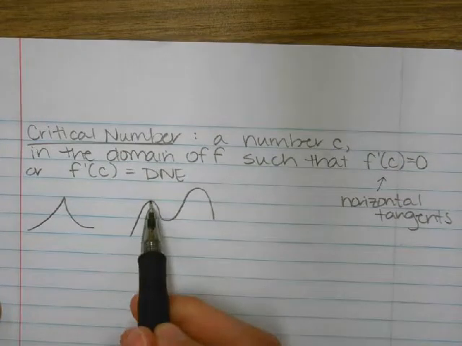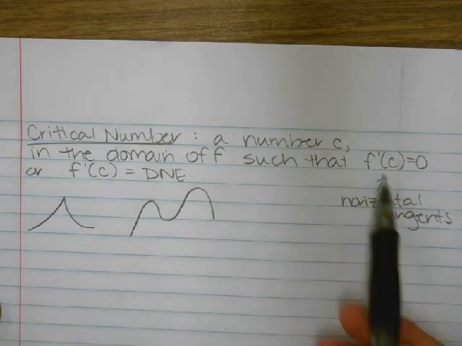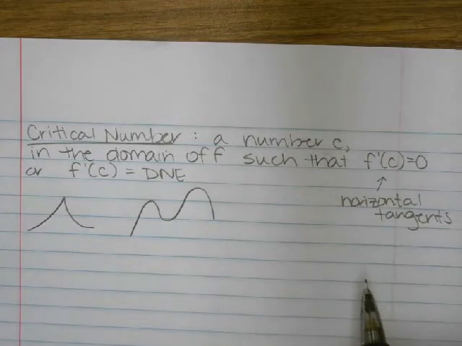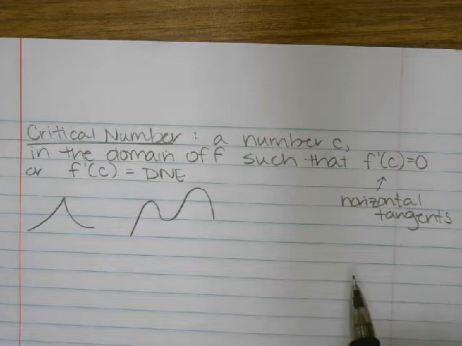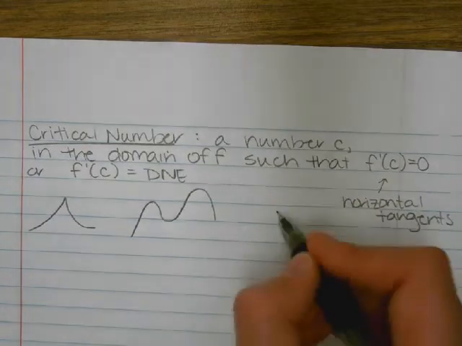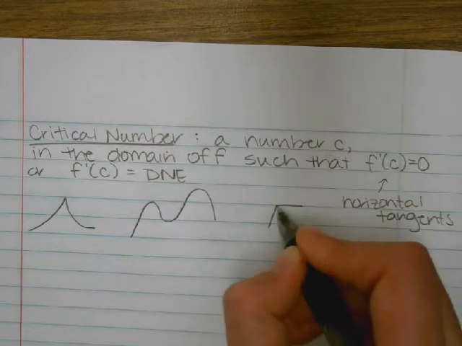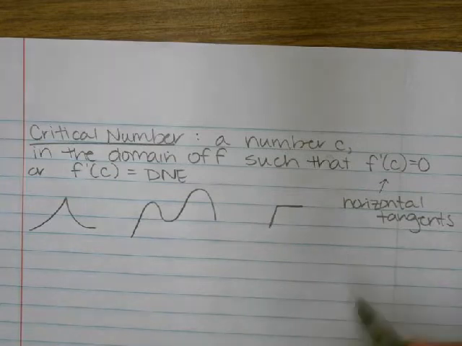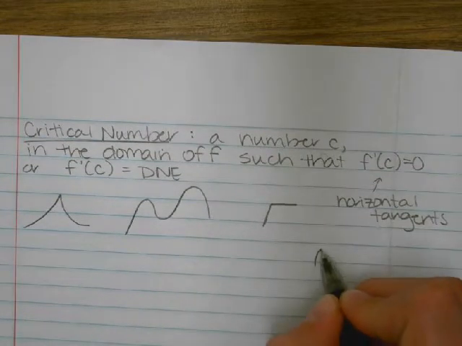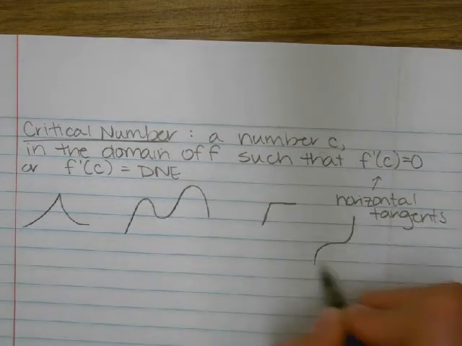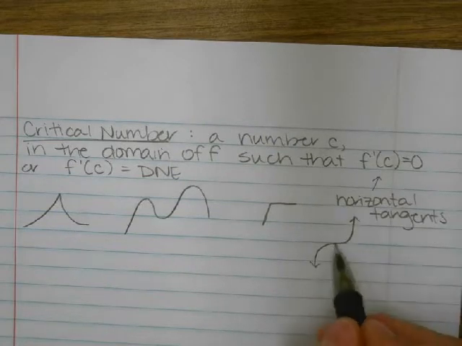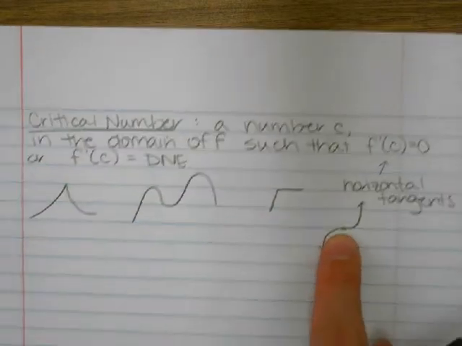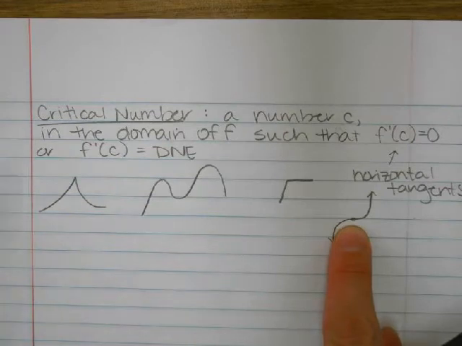It could be these maximums or minimums. Those are critical numbers because the derivative there is a horizontal tangent, right? So we have a horizontal tangent line. That means we have a slope of 0, so the derivative would equal 0. A corner would also do it, so that would be a critical number right there. And then also if we consider something that looks like this, it's not a maximum or a minimum, but we would have a horizontal tangent line there, so that's a critical number.